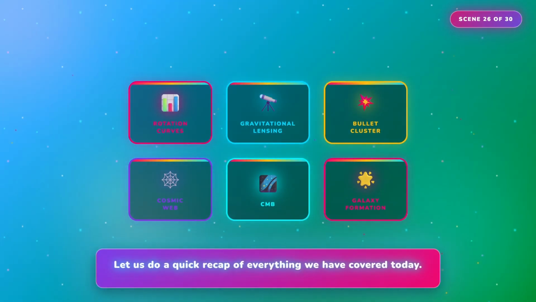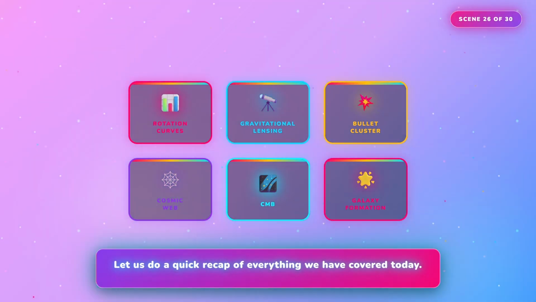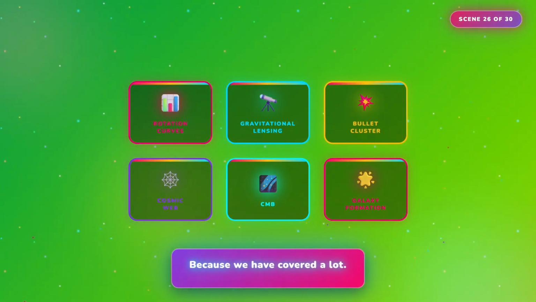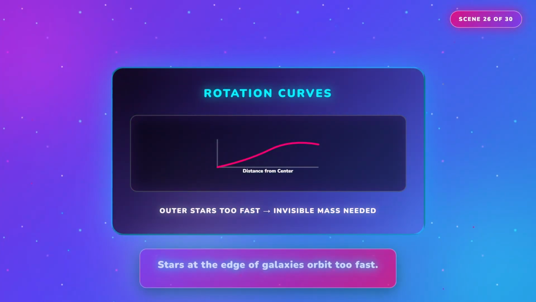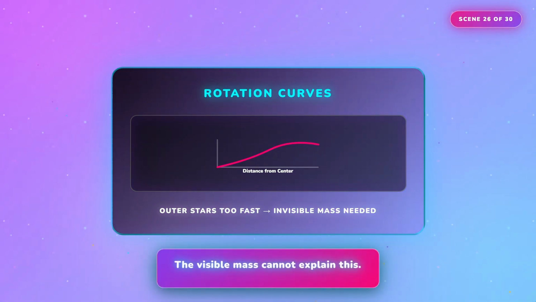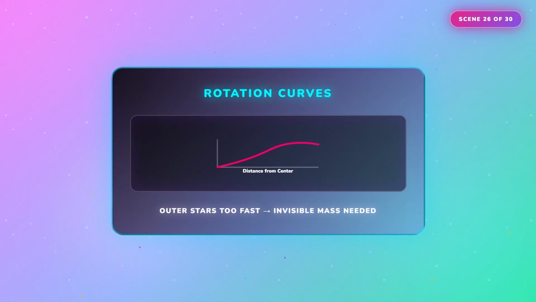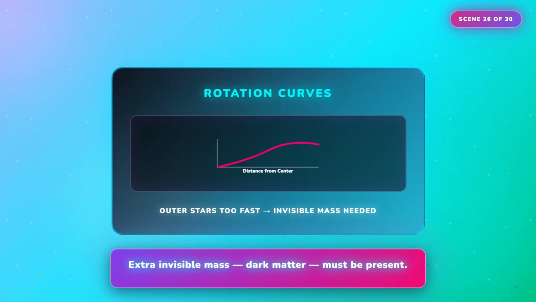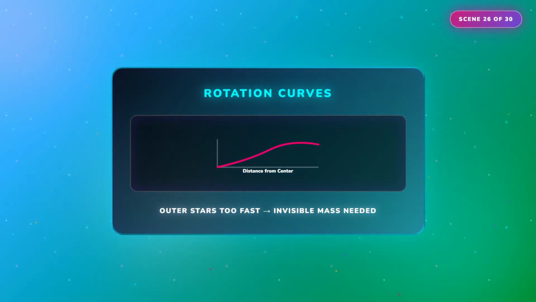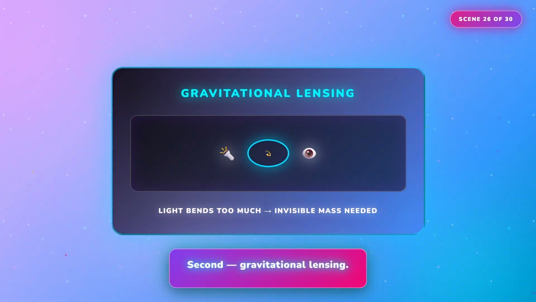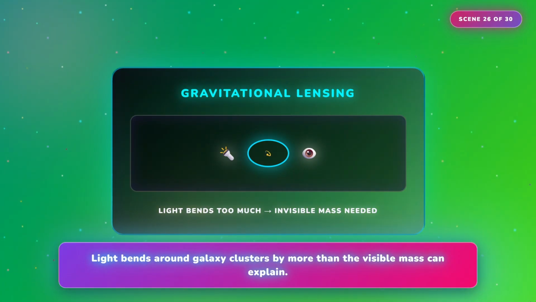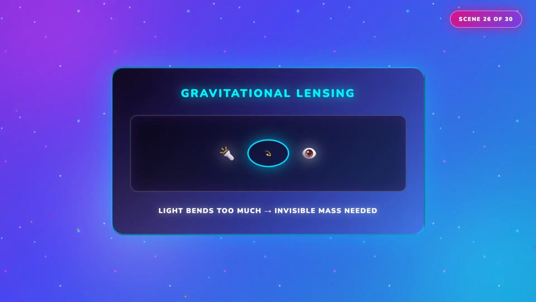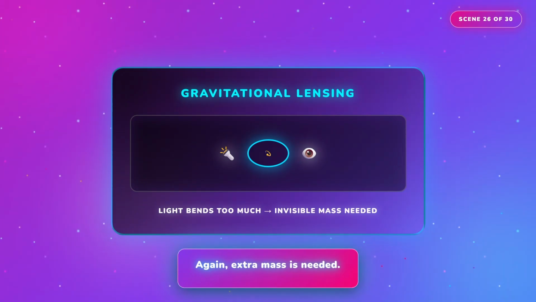Let us do a quick recap of everything we have covered today, because we have covered a lot. First, the rotation problem. Stars at the edge of galaxies orbit too fast. The visible mass cannot explain this. Extra invisible mass, dark matter, must be present. Second, gravitational lensing. Light bends around galaxy clusters by more than the visible mass can explain. Again, extra mass is needed.